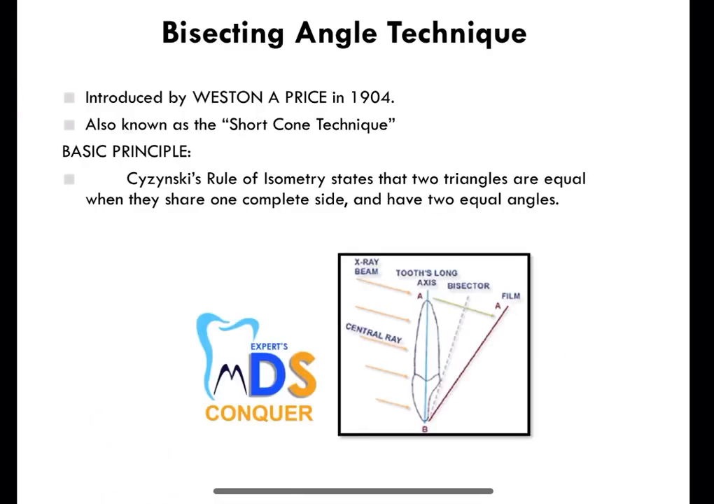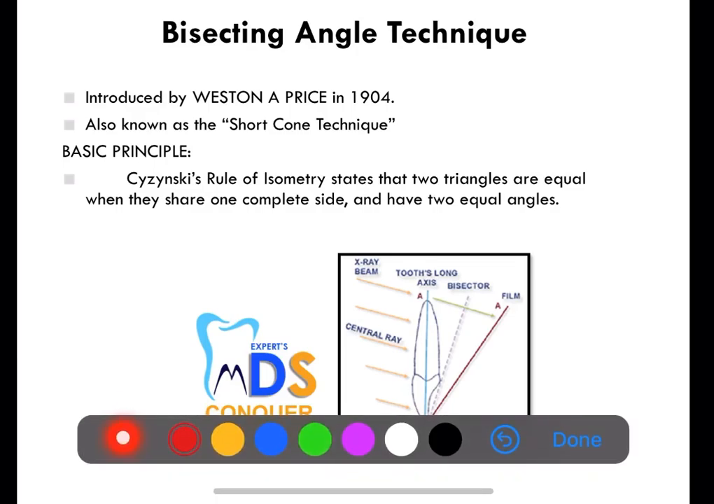So coming to the next technique, that is the bisecting angle technique. It was introduced by Weston A. Price and is also called the short cone technique. Here a short cone is being used. The basic principle is that it follows Cieszynski's rule of isometry. You can see these two triangles: if they share one complete side, then they have equal angles. That is Cieszynski's rule of isometry.